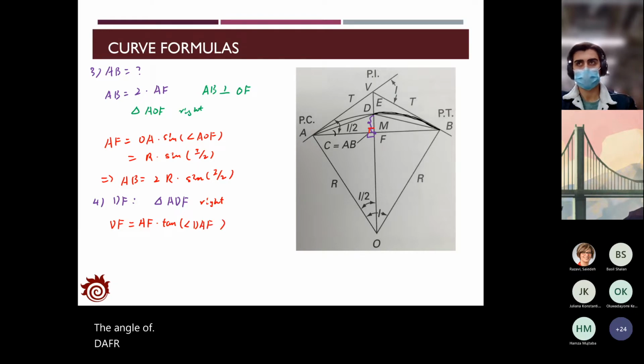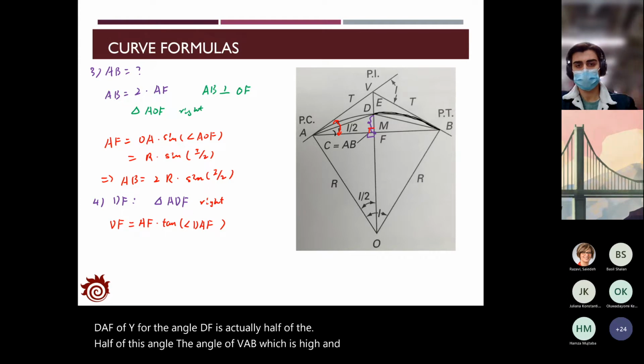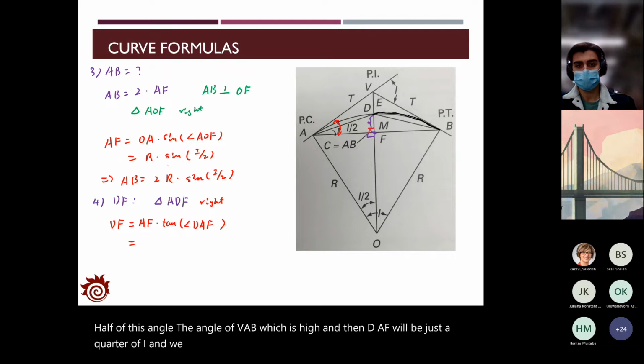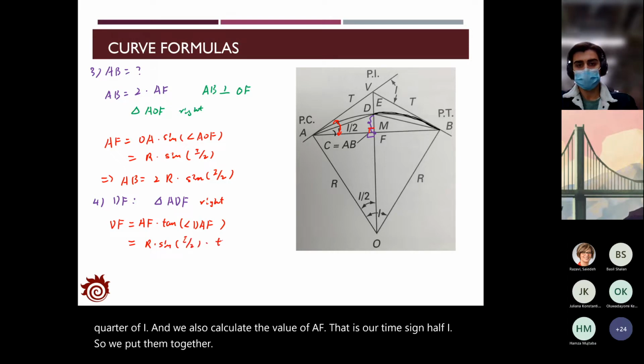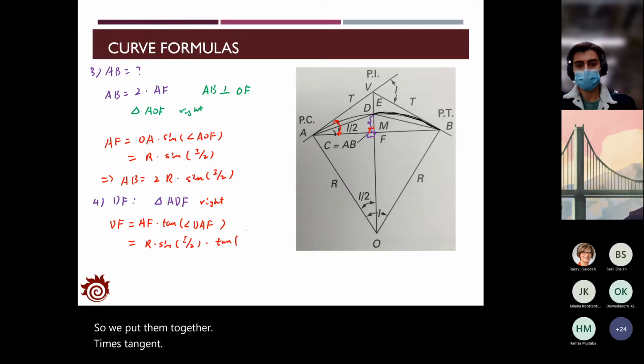For the angle DAF is actually half of this angle, the angle of VAB, which is a half I, and then DAF will be just a quarter of I. And we also calculate the value of AF, but that is R times sine half I. So we put them together, times tangent a quarter of I. That one will give you the expression of the distance from D to F.